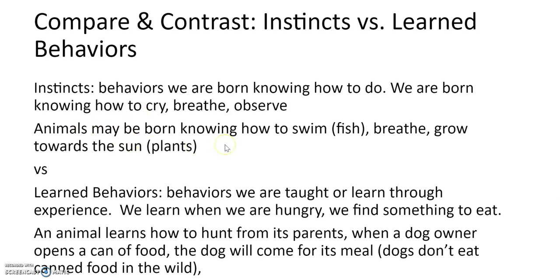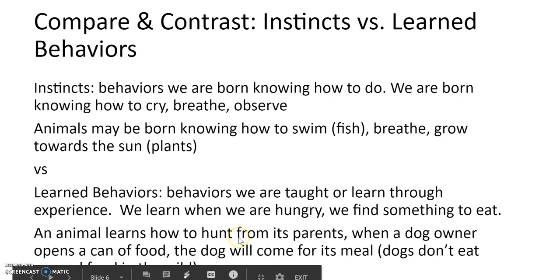Animals may be born knowing how to swim or breathe, or plants are born knowing to grow toward the sun. Learned behaviors are behaviors we are taught or learn through experiences. We learn that when we are hungry, we go find something to eat. Animals learn how to hunt from their parents. When a dog owner opens a can of food, the dog will come for its meal.